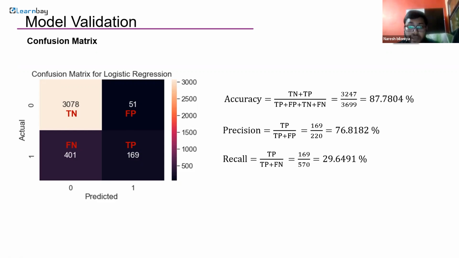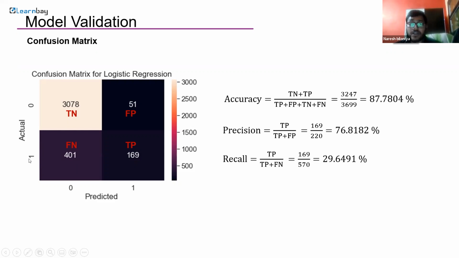So this is our main concern, recall. Our recall should be a decent value. Here we are getting 29. Why is recall our major concern? Because we see false negatives. And what does false negative mean? As we discussed, the actual value was true.